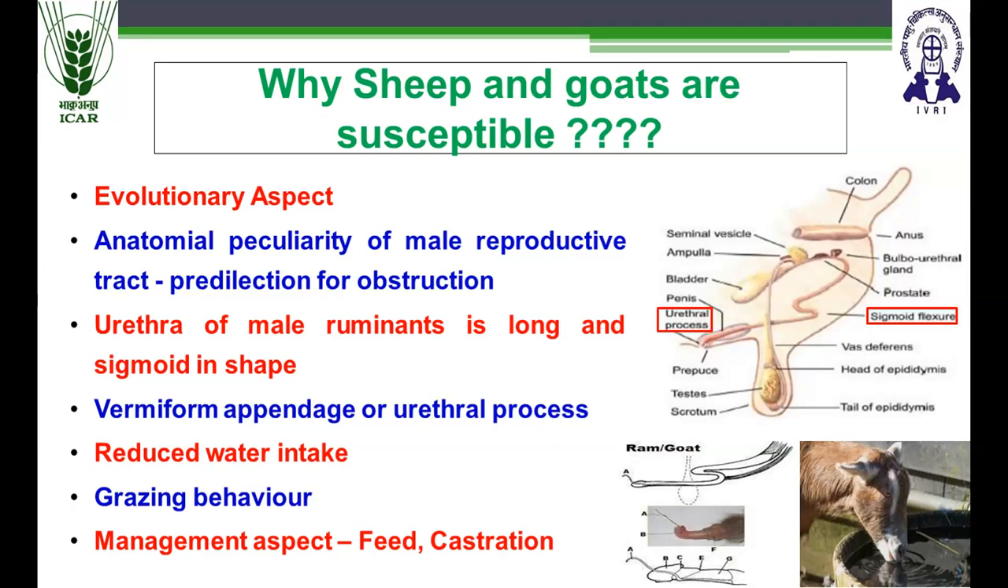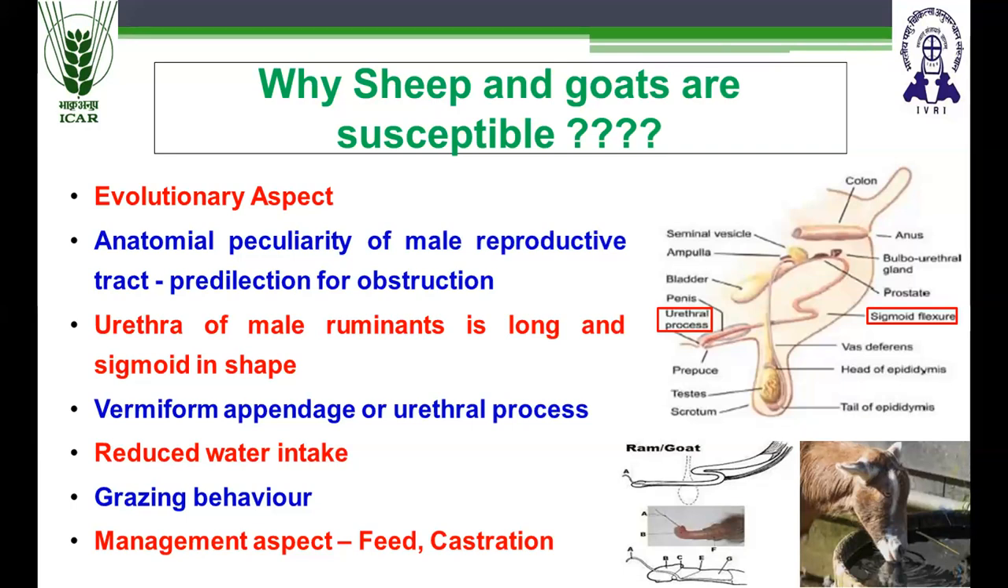And the grazing behavior. We know that sheep and goat are browsers. So especially in areas having endemic siliceous or oxalate plants, if they graze excessively, they are prone to silicate or oxalate stones. And the management aspect wholly depends on the farmer, how we manage. If they are fed a more concentrated ration, they are susceptible to mineral imbalances which precipitate uroliths. As well, for fattening purposes, for leaner meat, or to prevent buck odor, they are castrating animals at a very early age. So such management aspects are more seen in this species.